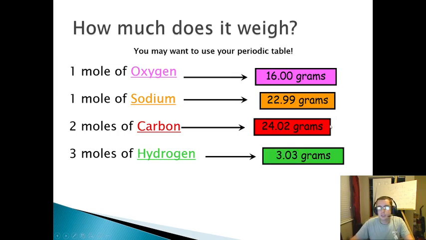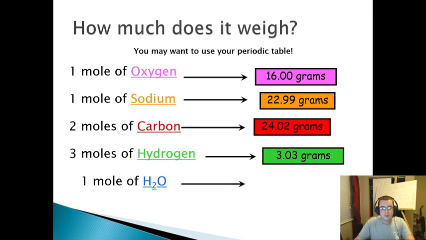So if you have more of something, or less, it doesn't matter which way, all you have to do is simply multiply the atomic mass on the periodic table by however many moles of the thing you have, and that's how many grams that sample would weigh.